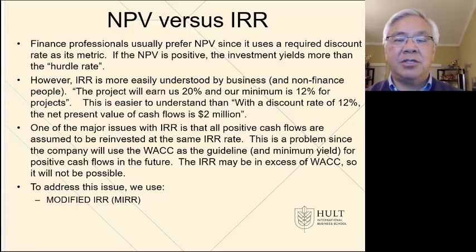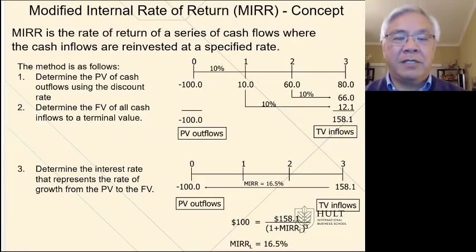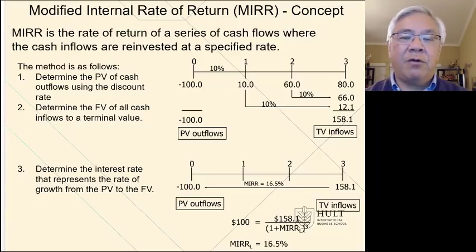So to address this issue, we do one fairly simple refinement of the IRR, and that's called a modified IRR. Not too imaginative, but it's descriptive, modified IRR. So we're going to talk about that, and then we're going to show how we could do it in Excel very, very easily. Let's start with the concept of how it works.